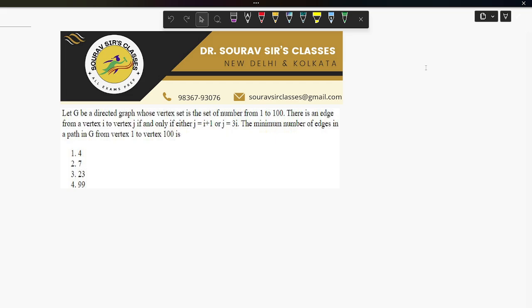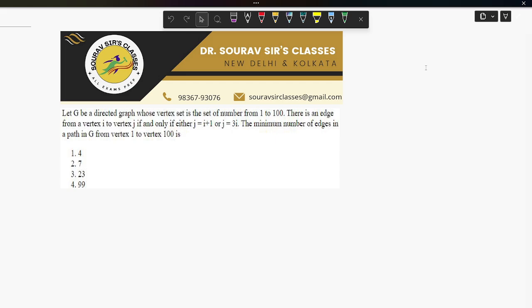So this question is for your CUET PG Data Science, and the question is telling us that let G be a directed graph whose vertex set is the set of the numbers from 1 to 100. There is an edge from a vertex I to vertex J if and only if either J equals I plus 1 or J equals 3I. So the minimum number of edges in a path in G from vertex 1 to vertex 100 is, there are four options here which are 4, 7, 23 and 99.